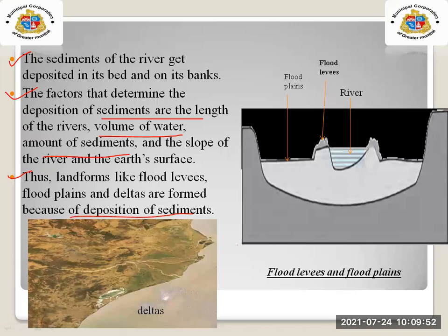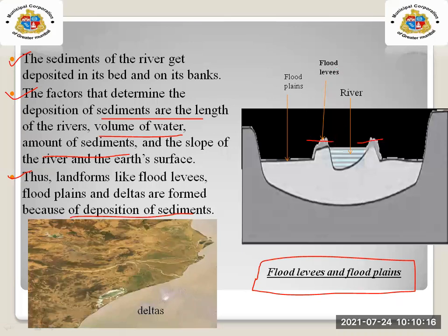Now here we are going to learn about levees and floodplains. In this image which you can see on your screen, this is the river, students. The river is flowing towards this direction, this side and this side.